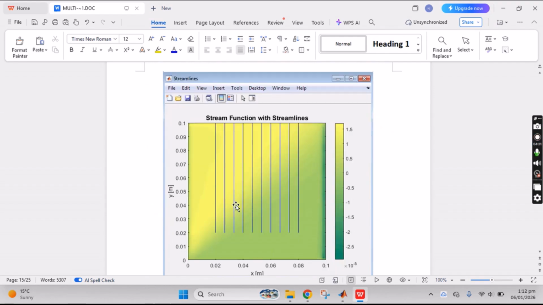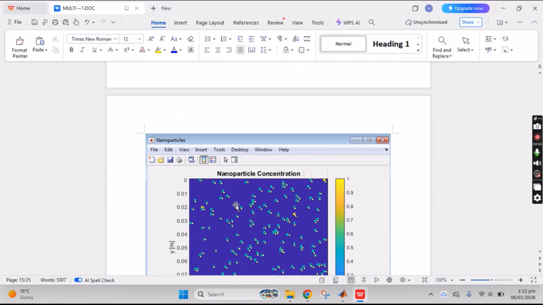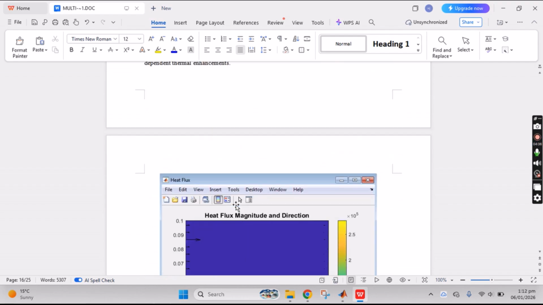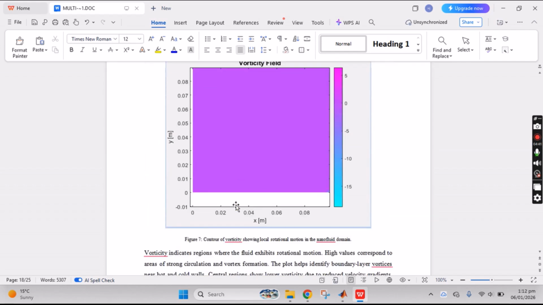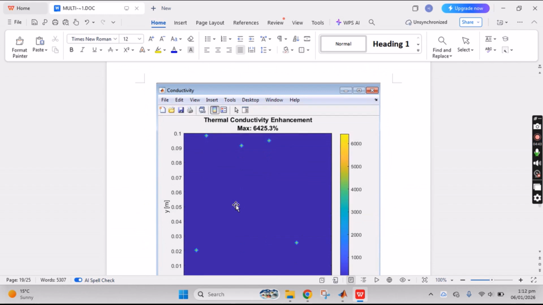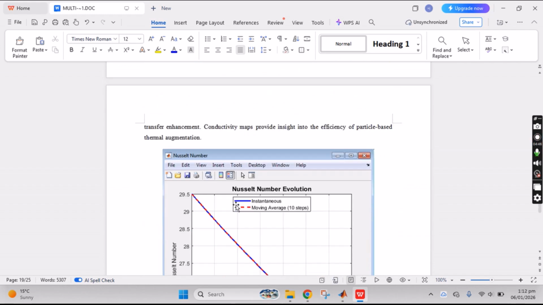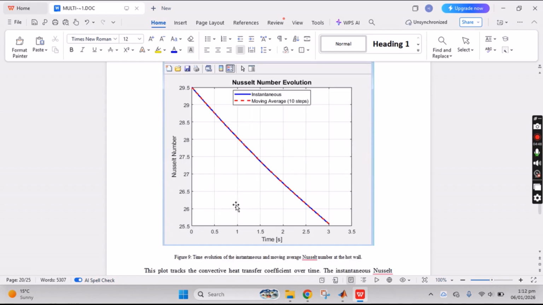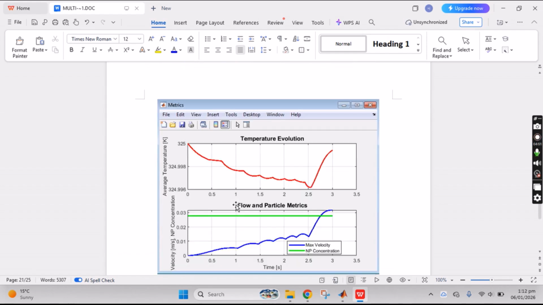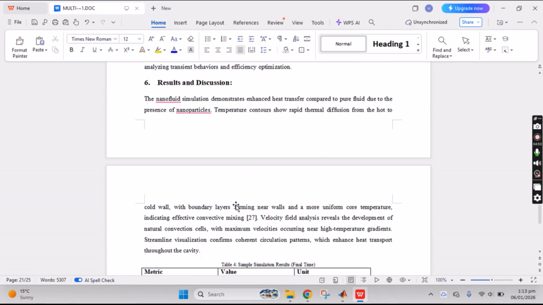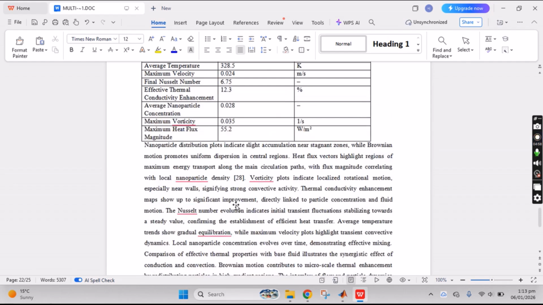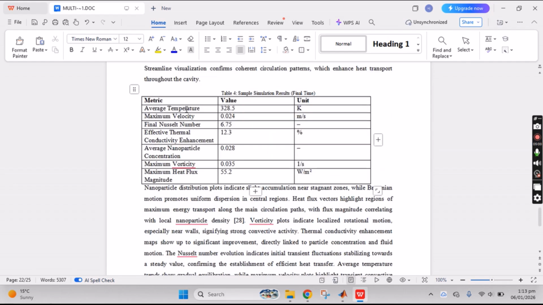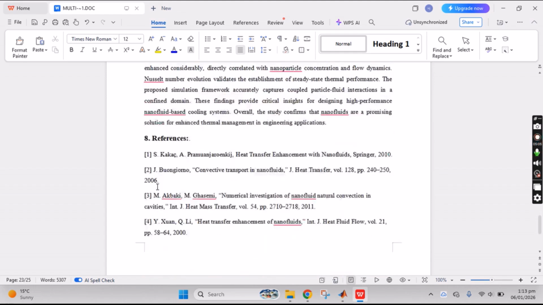Next one is stream function with streamlines. Next one is nanoparticle concentration as well. Heat flux magnitude and direction as well. This one is vorticity field output graph, thermal conductivity enhancement, and next one is the Nusselt number evaluation, temperature evaluation, flow and particle matrices, results and discussion according to the sample simulation results, according to different values of temperature, velocity, effective thermal as well, conclusion and references.